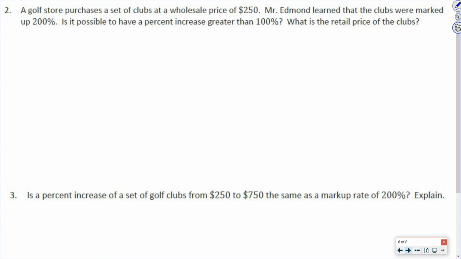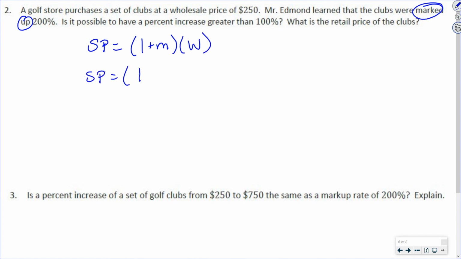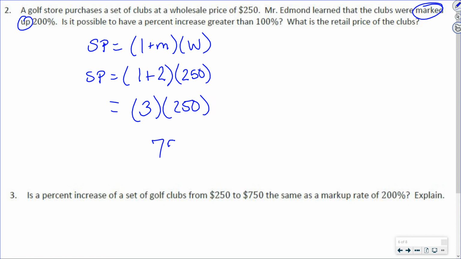Well, this is going to be a markup, because it says marked up. So if it's a markup, then we're going to be using the formula selling price equals 1 plus M times the whole. All right, so our selling price equals 1 plus, the markup was 200%, so it's 1 plus 2 times the whole, which would be $250. 1 plus 2 gives me 3. 3 times $250 gives me a grand total of $750. That's how much Mr. Edmond ended up paying for his new golf clubs. $750. That's the retail price.